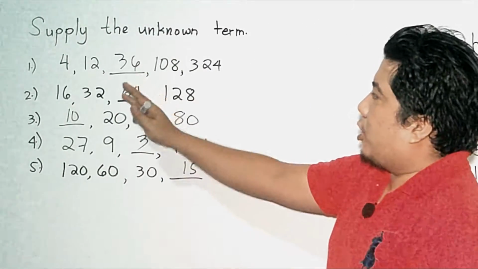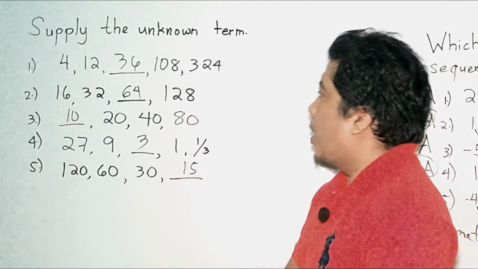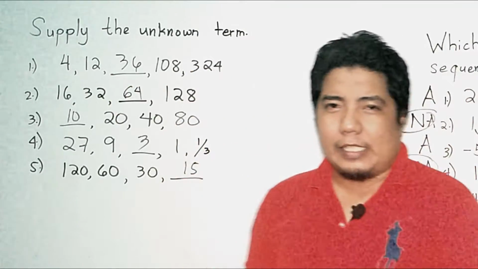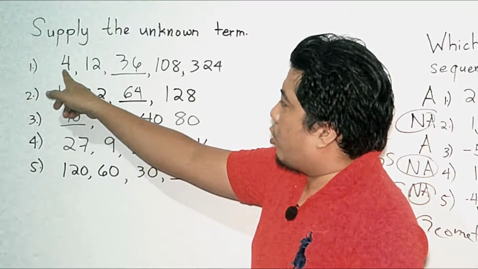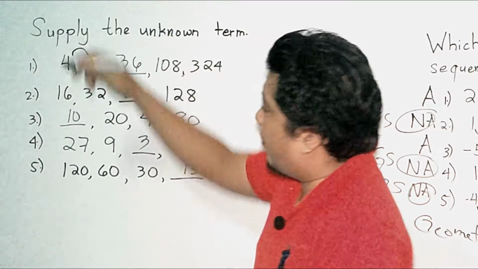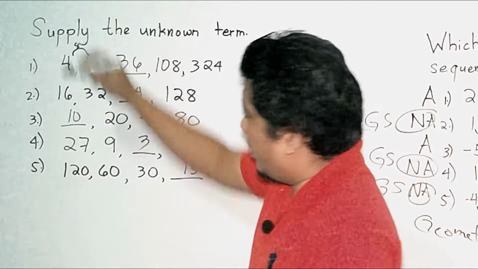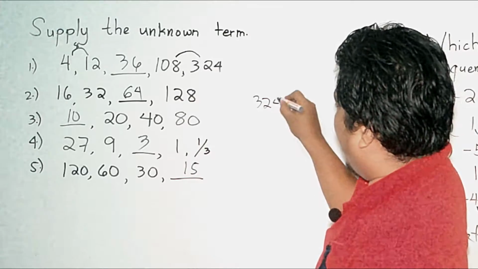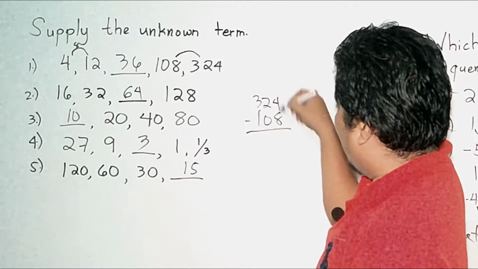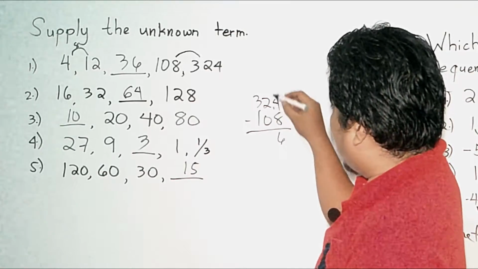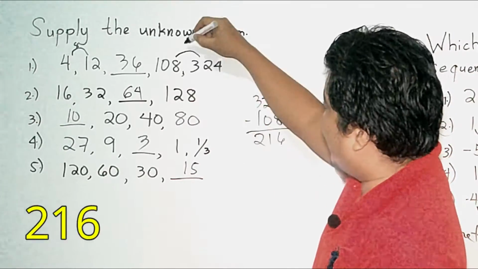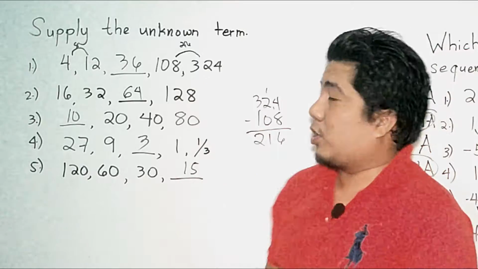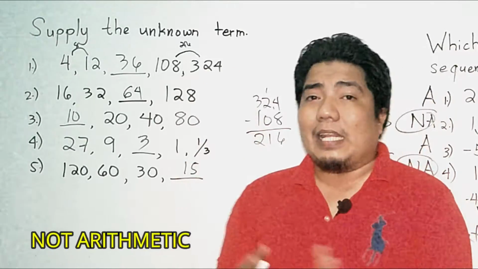How do we get the missing terms of this sequence? We have 4, 12, blank, 108, 324. I have answered 36. Why? Because the difference of 4 to 12 is 8, right? The difference of 108 to 324 is 216. So the difference of these two is 8, and the difference of these two is 216. We can already say that this is not arithmetic.